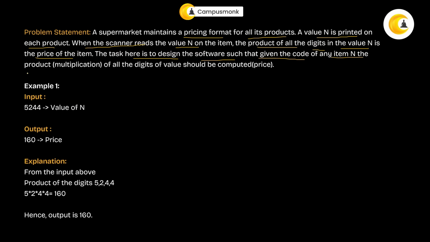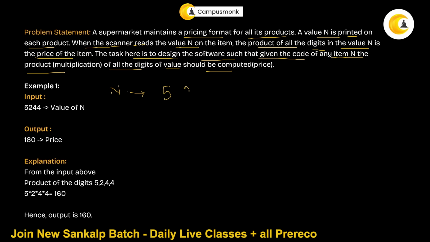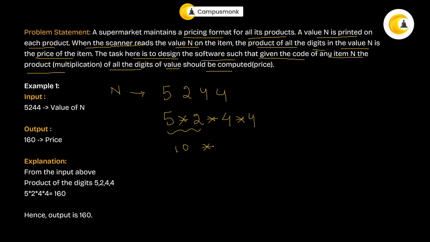Okay. So suppose you're given a number N. Now multiply all its digits to find the price. So here your N is 5244. What will be your product? 5 times 2 times 4 times 4. So this is 10, times 4 is 40, times 4 is 160. So your answer is 160. So your output is 160.